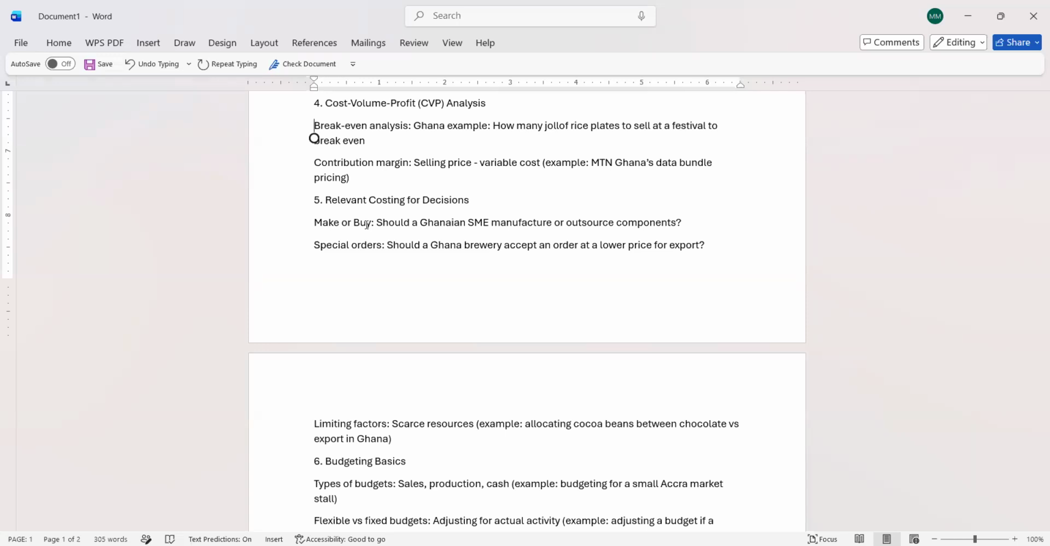And then the special orders. Should a Ghana brewery accept an order at a lower price for export, or should it continue to produce? All these are things we're going to consider.